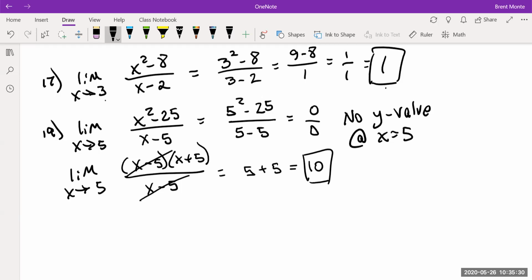So this is another case. If I were to graph this, this is a line with a hole in it. The hole is at x is 5, y is 10. The point doesn't exist, it's a hole. But the limit exists. So that's typically what's going to happen if you get something of the form 0 over 0.